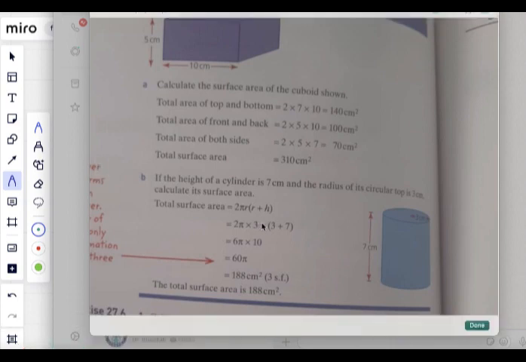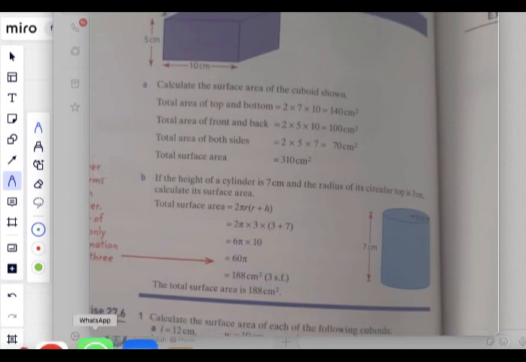They can ask us to calculate the surface area, and we should know the formula for the total surface area. Now let's take a look at the formula for the total surface area: 2 pi r squared plus 2 pi rh.